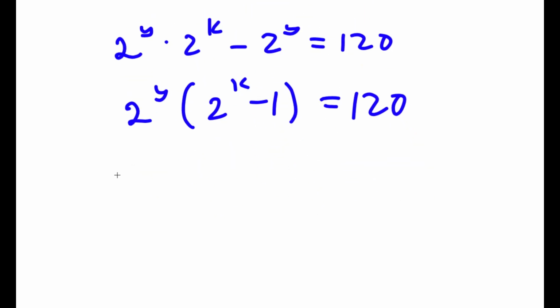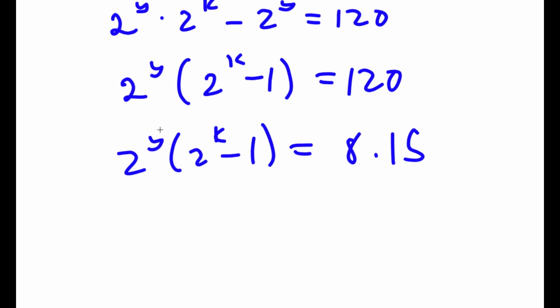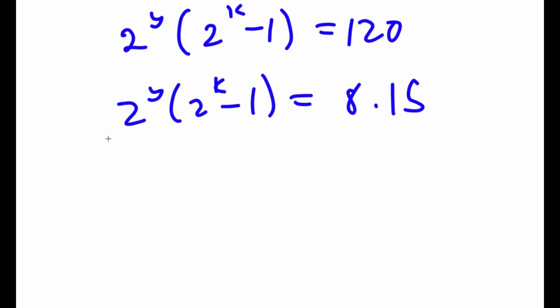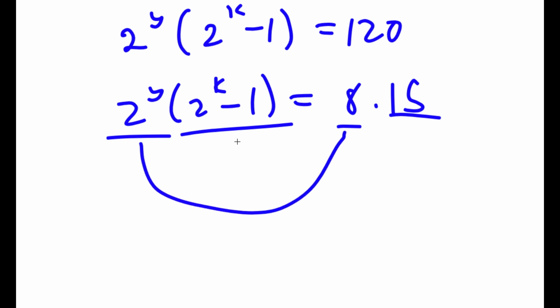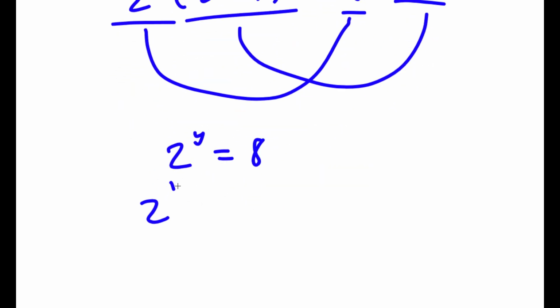Now 120 is the same thing as 8 times 15. And notice how we have an even number, 2 to the power of any number is even, times an odd number, because an even number minus 1 is going to be odd, is equal to an even number times an odd number, meaning these two even numbers are equal to each other and these two odd numbers are equal to each other. So we have 2 to the power of y is equal to 8, and 2 to the power of k minus 1 is equal to 15.